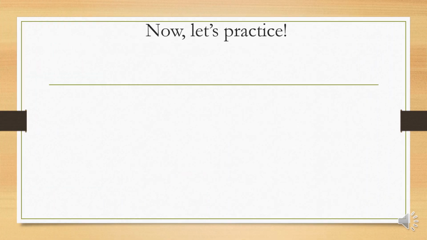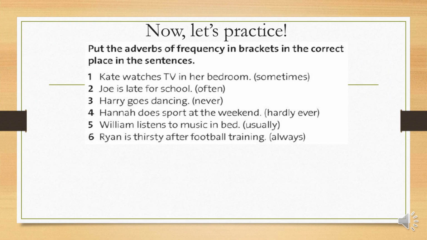Now, let us practice. We're going to put the adverbs of frequency in brackets in the correct place in the sentences. Para hacer esta actividad, vamos a prestar atención al verbo que hay en cada oración. 1. Kate watches TV in her bedroom. El verbo es watches. Entonces, el adverbio de frecuencia tiene que ir antes. 1. Kate sometimes watches TV in her bedroom.